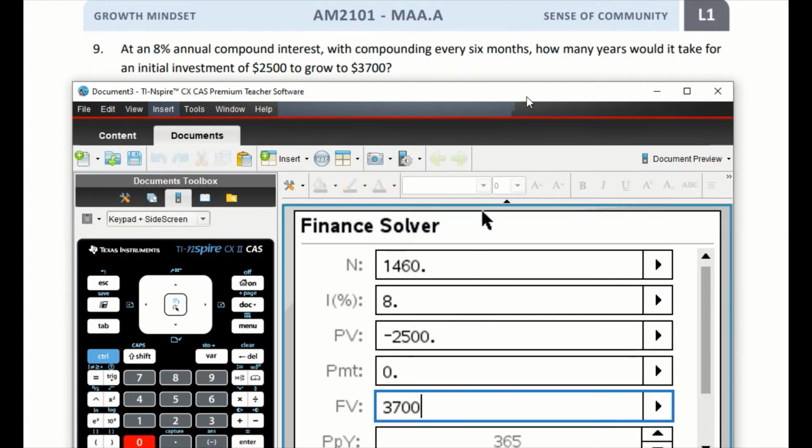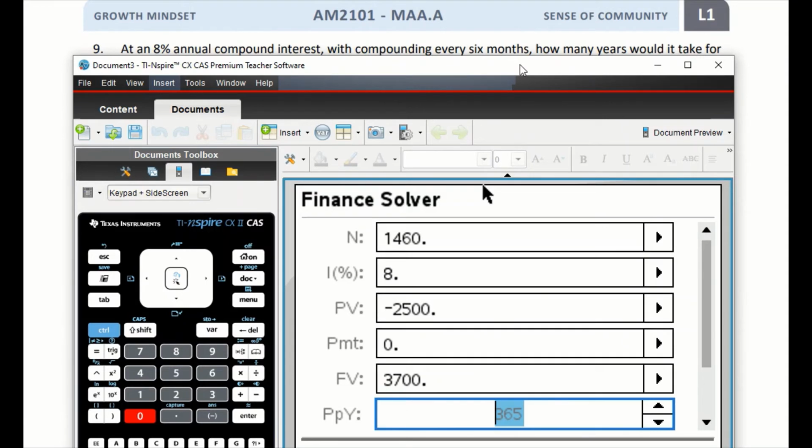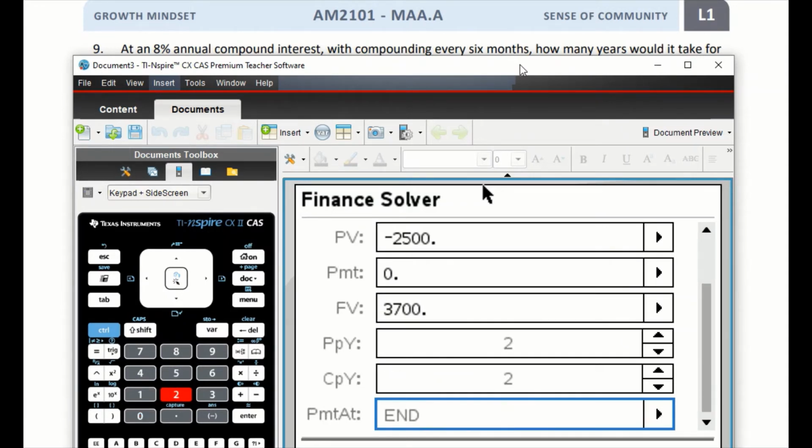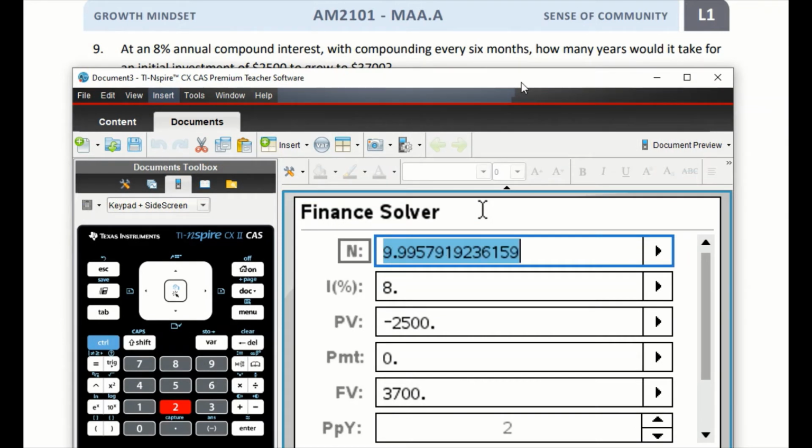So the PPY and then CPY here, with compounding every 6 months, which means per year it will be 2 times. So 2, 2. Okay, then the same thing at the end here, and we are finding the N. So you just press enter here, then you will be able to get your answer. Okay, so you realize that you get an answer like 9.995, which means that you can round it to like 10.